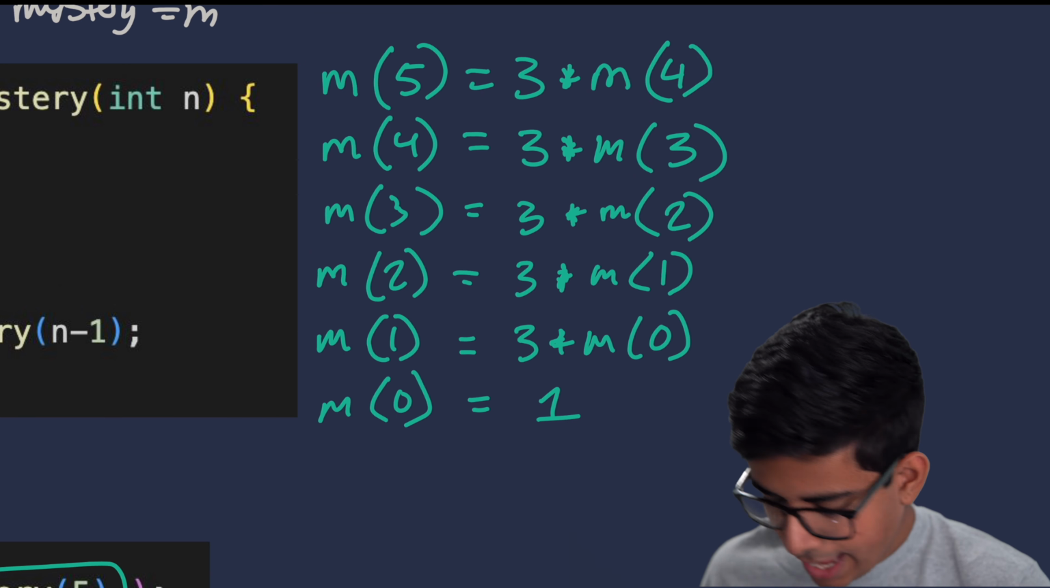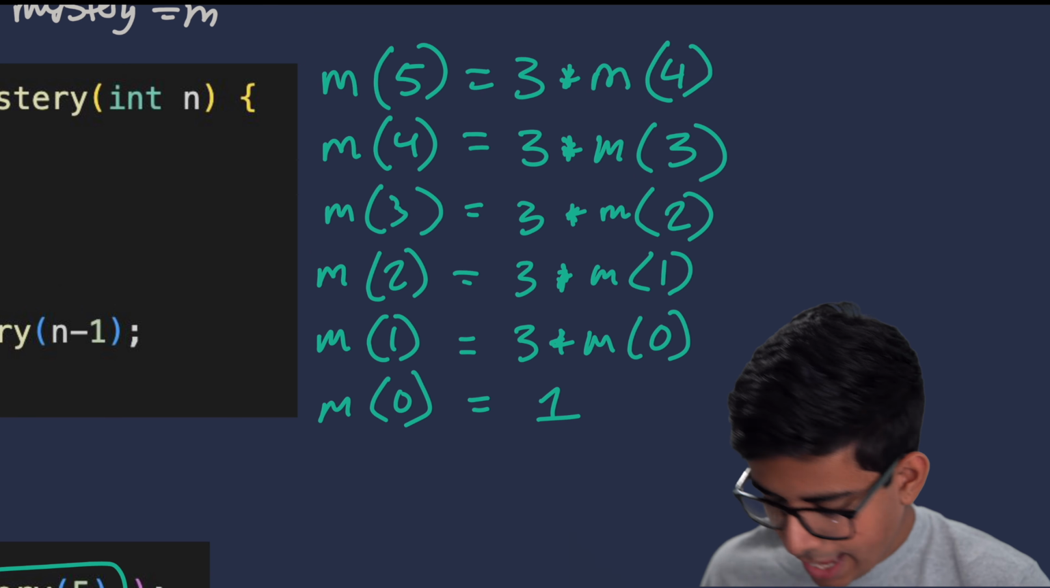Well, we know that m of 1 is now 3. So now m of 2 is equal to 3 times 3, which is 9, right? We can go up again here now. We know that m of 2 is equal to 9, so m of 3 is equal to 3 times m of 2. Well, this is 9, right? So 3 times 9 is equal to 27, right?